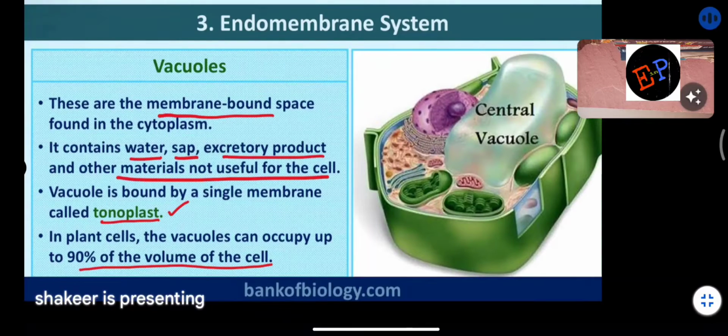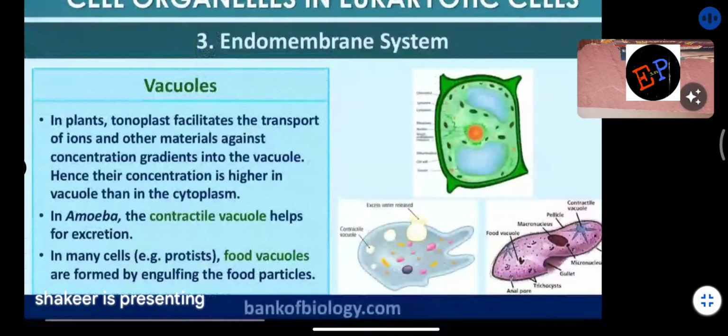The tonoplast which you are seeing here, this total structure which you are seeing, is called the vacuole. That transparent membrane is called tonoplast. And tonoplast is a semi-permeable membrane. It can also transport materials outside and inside of this vacuole. Clear? That's it. So we are studying the same vacuoles.